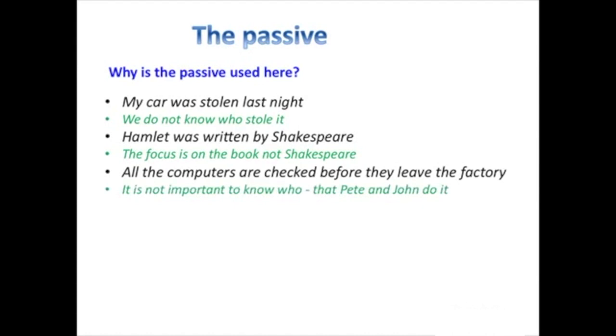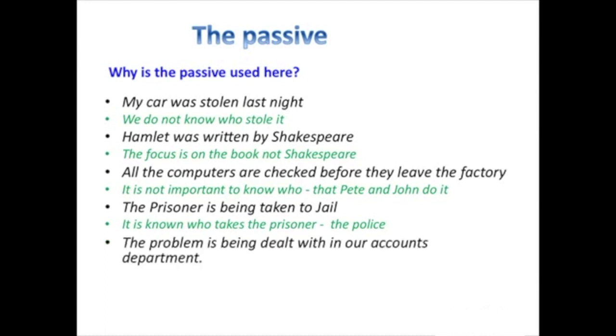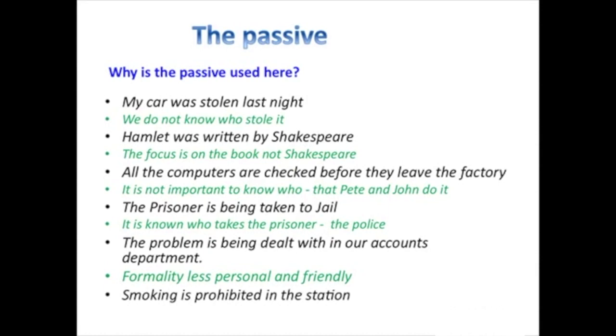That's Pete and John doing it. The prisoner is being taken to jail. It is known who takes the prisoner. It's the police. The problem is being dealt with in our accounts department. Formality, less personal and less friendly. Smoking is prohibited in the station. Rules and regulations are often used in the passive.